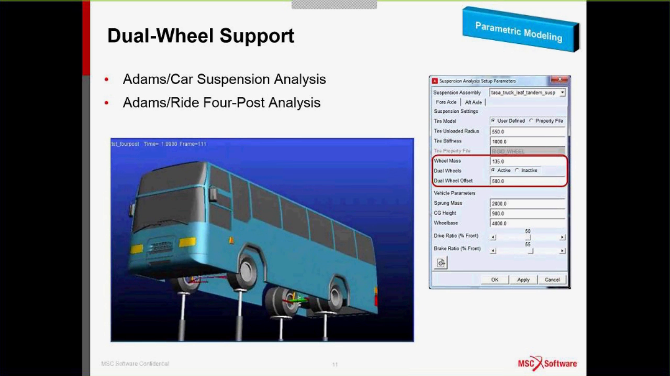Dual wheel support, so probably for medium duty pickup trucks and then the commercial vehicle market, the ability to put dual wheels there on the axle and on this suspension test rig.